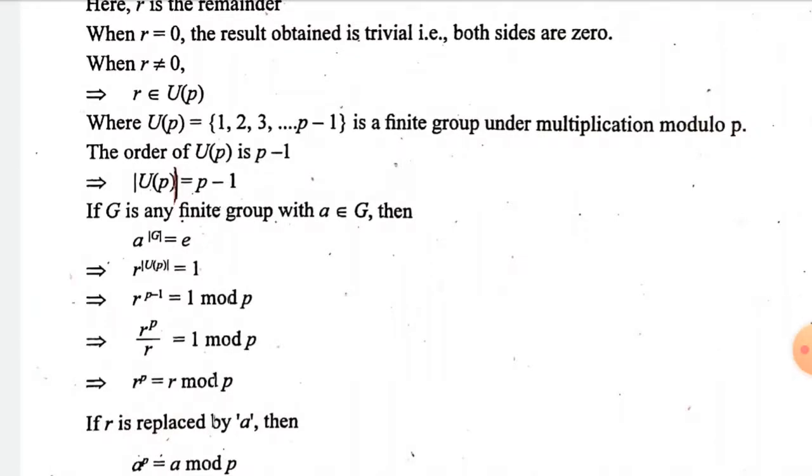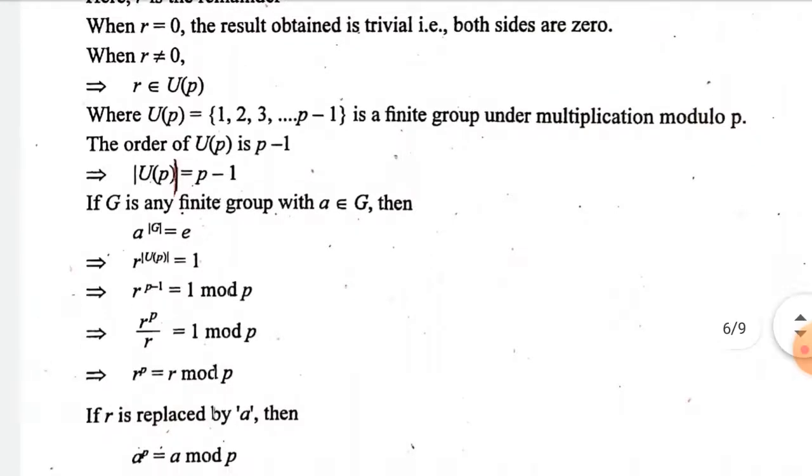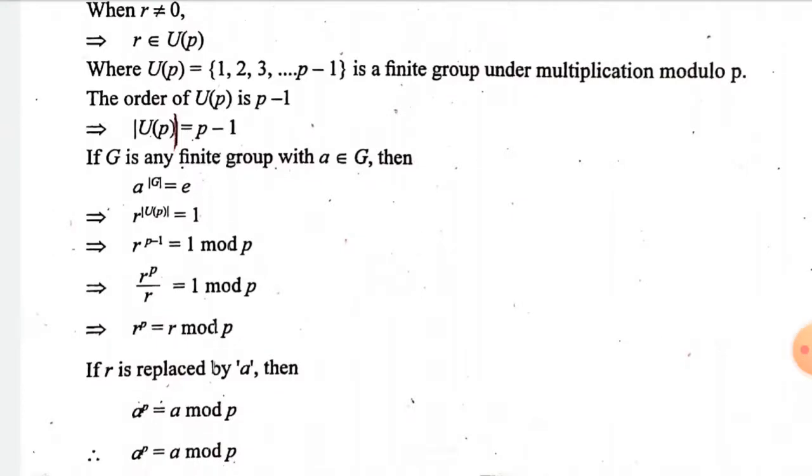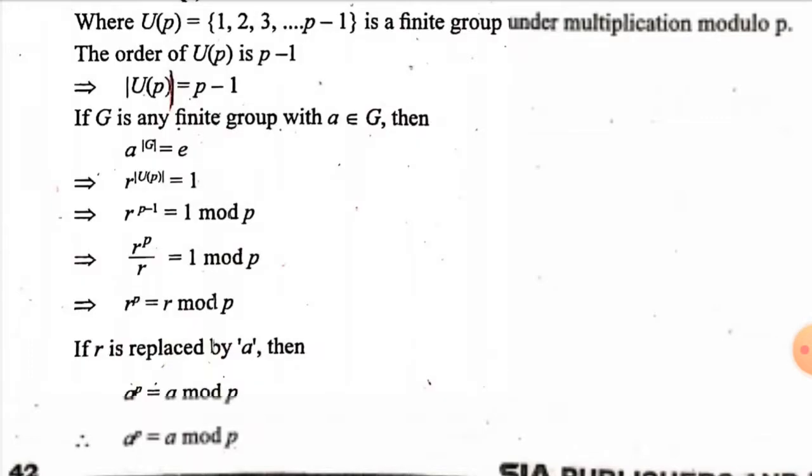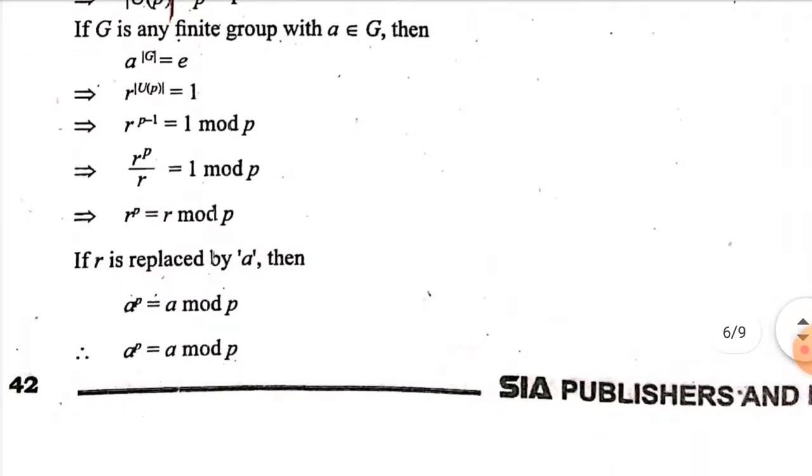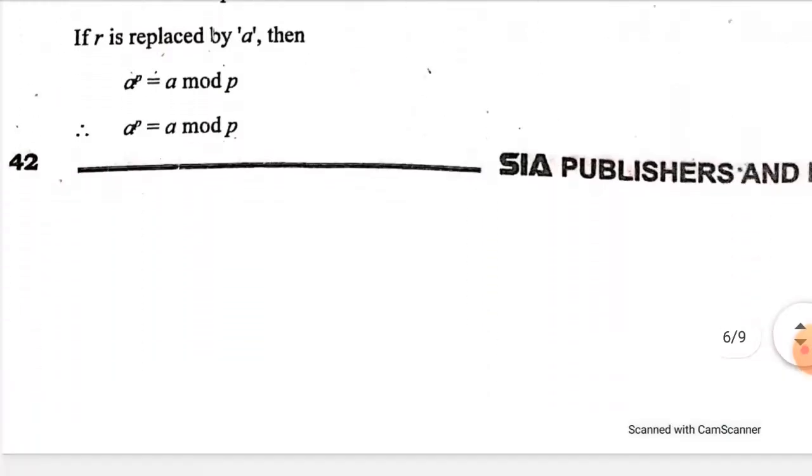So r to the power p minus 1 equals 1 under modulo p. Send this denominator r to the right side, then you get r to the power p equals r mod p. Now replace r by a. Then you get the final form which we have to prove, a to the power p is equivalent to a mod p. Hence proved.